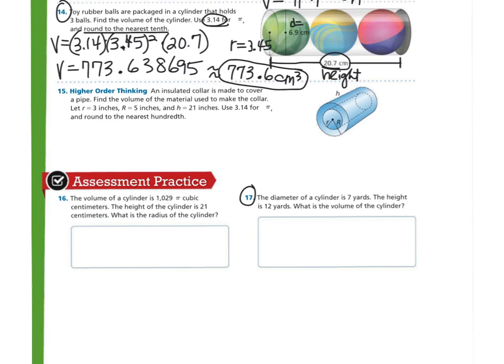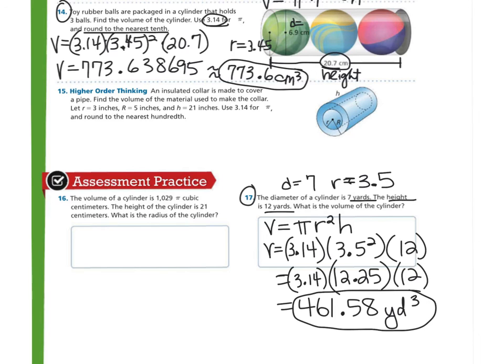The last question that we'll do together is number 17. It tells us that the diameter of a cylinder is 7 yards. So if the diameter is 7, then that means the radius is half of that measure. So 7 divided by 2 is 3.5. The height of that cylinder is 12 yards, and they want us to find the volume. So substitute in your values and come back and check your answer. And hopefully you got 461.58 cubic yards. That's all for cylinders. Next, let's talk about cones.